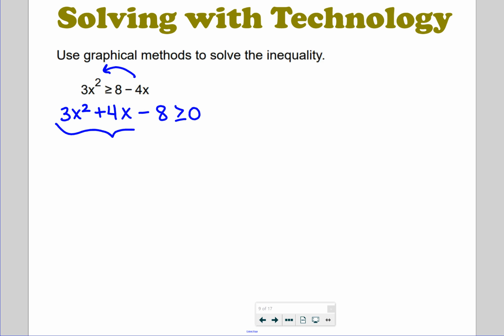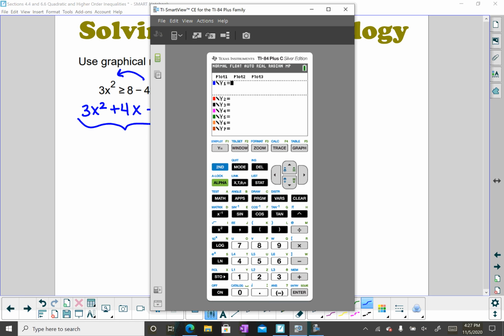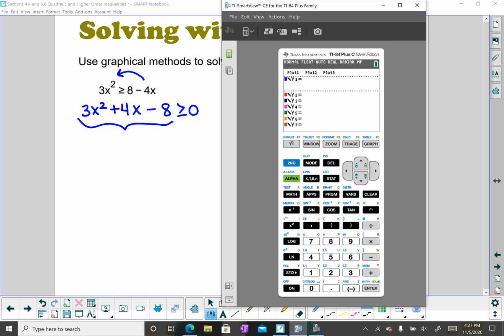Okay, now this is what we're going to put in our calculator. So let me get my calculator up here. Here we go. Okay, in y equals, we're just putting in 3x squared plus 4x minus 8. And then I'm just going to graph it in the standard window, so zoom 6. Okay, and then this is just like the pictures we were looking at the very beginning of this lesson. We want to know, where is this function greater than or equal to 0? And you can see there's two parts of the graph. This part of the graph and this part of the graph are above the x-axis.